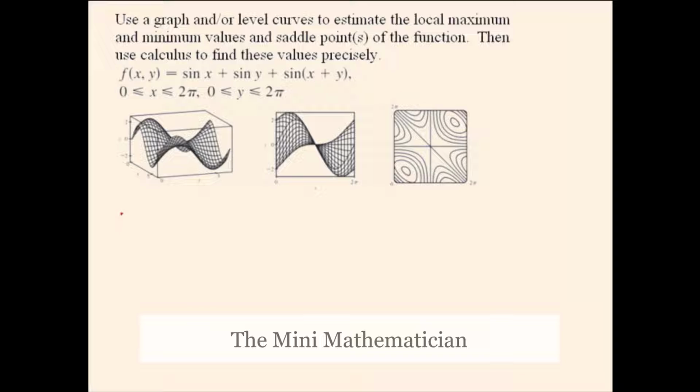The three graphs shown show different viewpoints of our function. From this graph, it appears at f of (1, 1), which is approximately equal to 2.6, there is a local maximum.